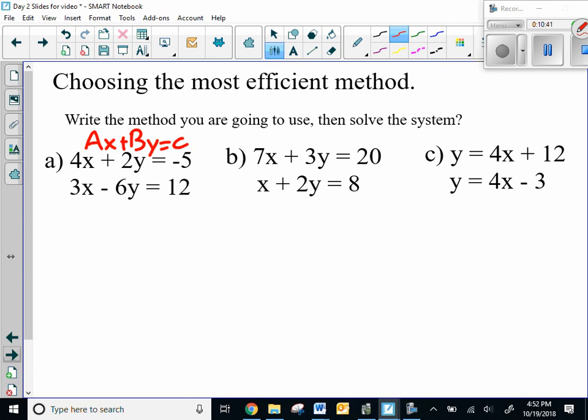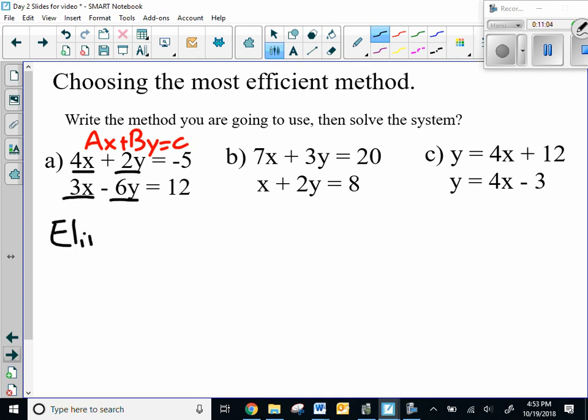All right, let's think about the one we just learned, substitution. Are there any variables that would be easy to get alone? Well, they all have coefficients, right? This one is a 4, 2, 3, -6. So you could get them alone, but again, it's going to take some work. You're going to have to do some converting. Not super easy. So in this case, graphing is not going to be easy. Substitution is not going to be easy.